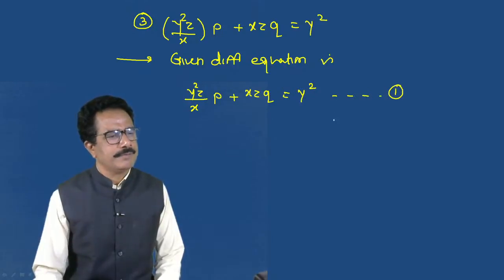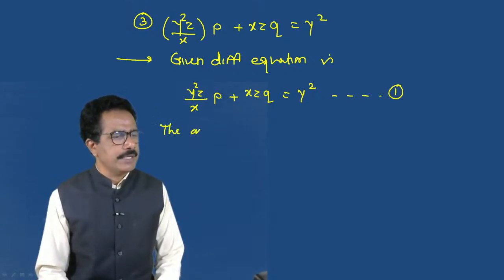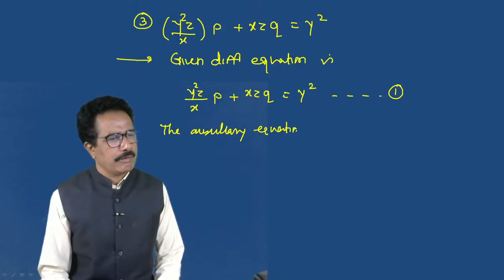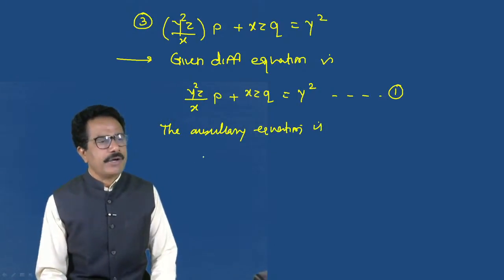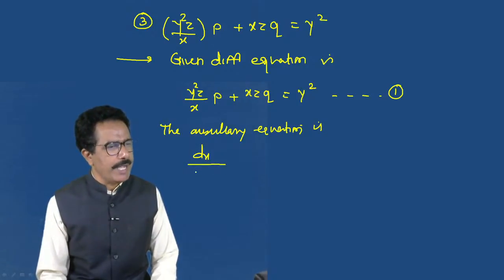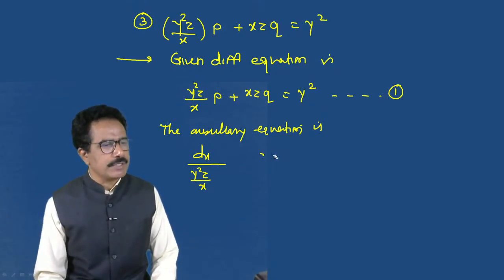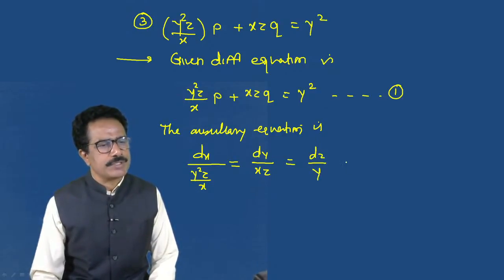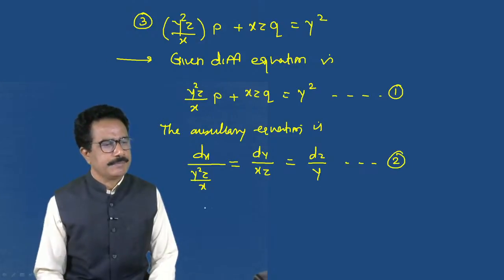Suppose this is 1. The auxiliary equation is dx divided by y square z upon x, which is equal to dy divided by xz, which is equal to dz upon y square. Suppose this is equation number 2.